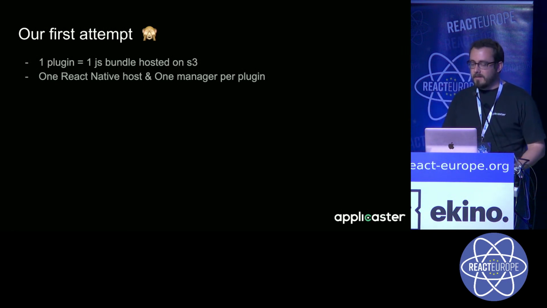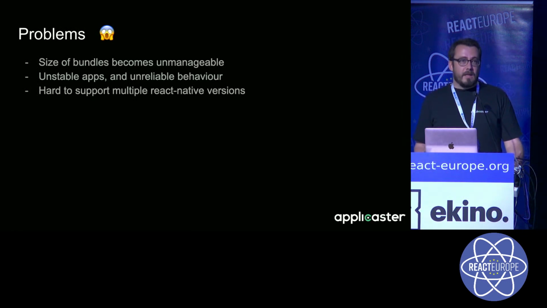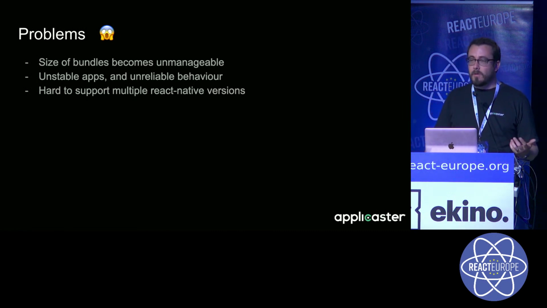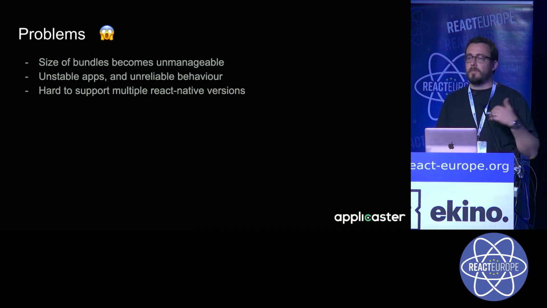We saw very quickly that this was not the right way, for several reasons. First of all, even a Hello World app on React Native is 1 megabyte because it contains all the JS React Native library. So if you have 20 or 30 plugins in your app, you have that many bundles, and it becomes unmanageable. The app was also a bit unstable and had unreliable behavior, especially when navigating from React Native plugin A to React Native plugin B, or from native to React Native. We had crashes that were really hard to debug and really hard to fix.